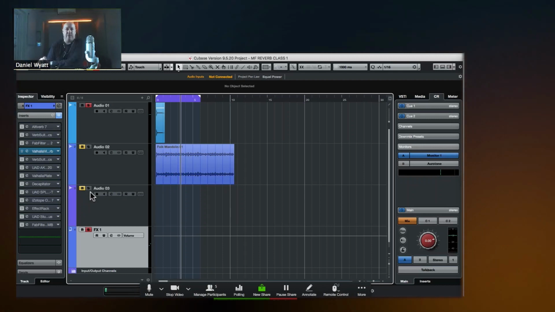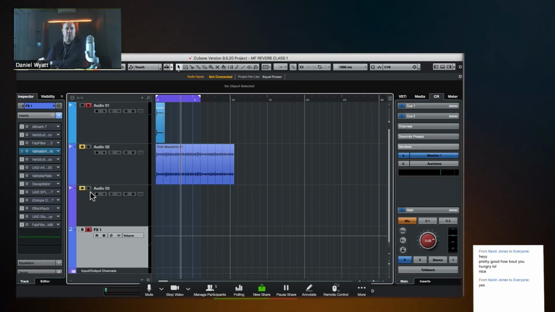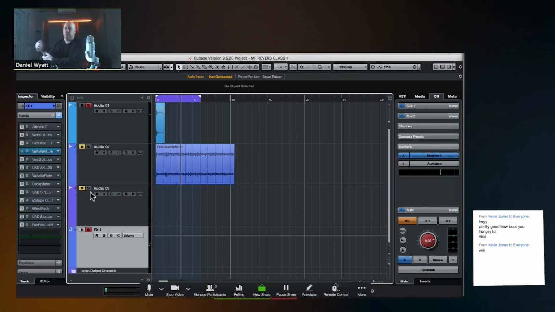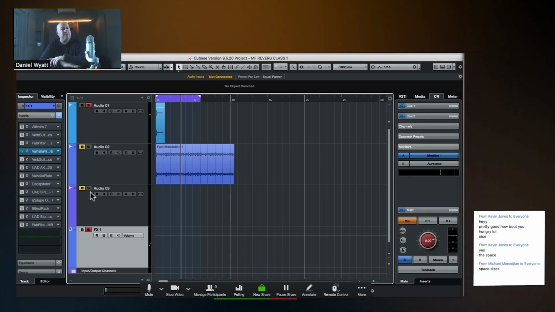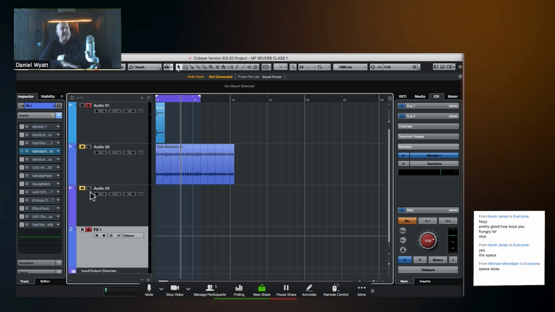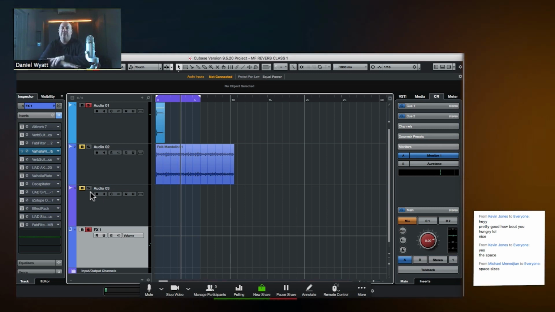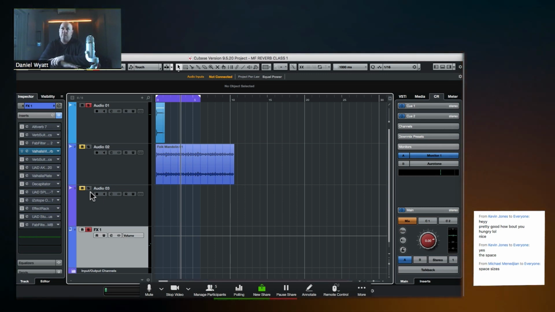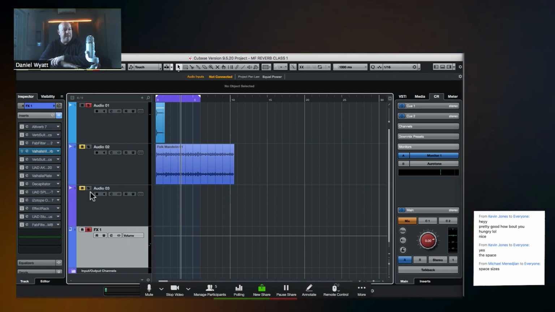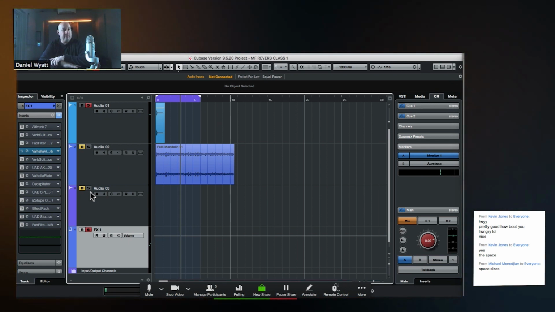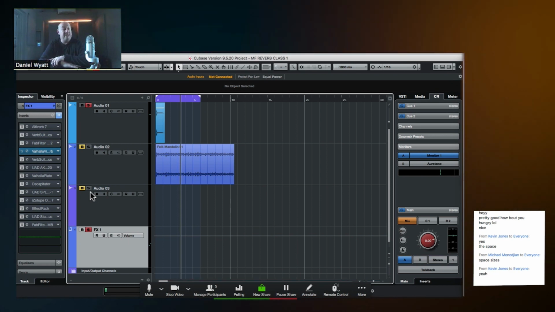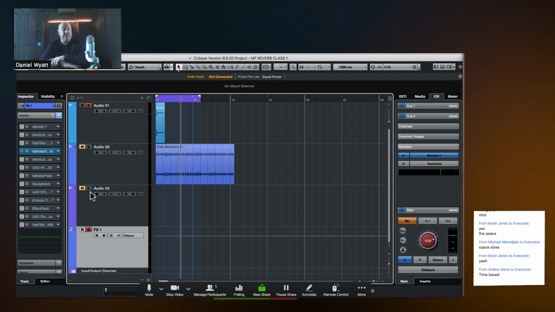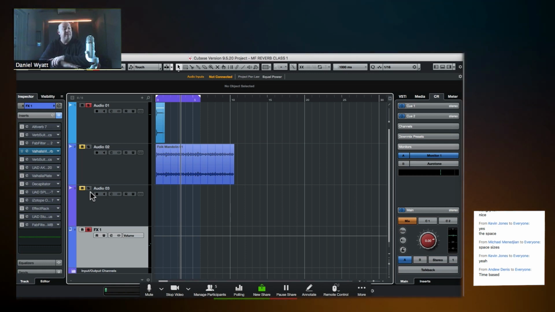Let's talk about reverb for a second. What is reverb? It's the space. It's the space and its sizes of space. Is reverb a delay-based effect? Is it based in delay? Yes, it is. Exactly. 100%. And it's time-based.